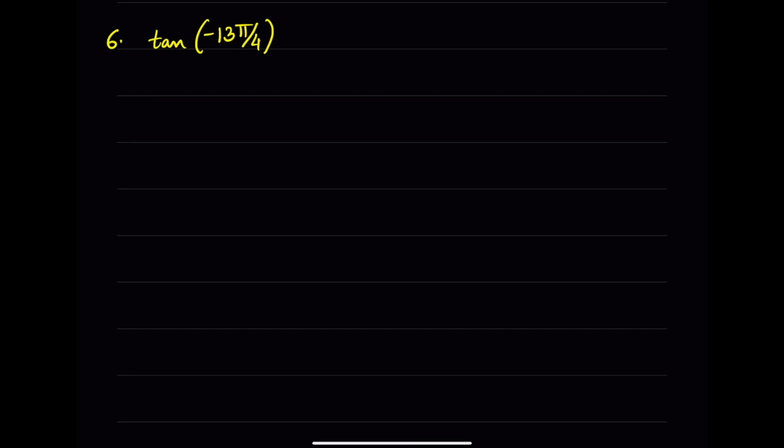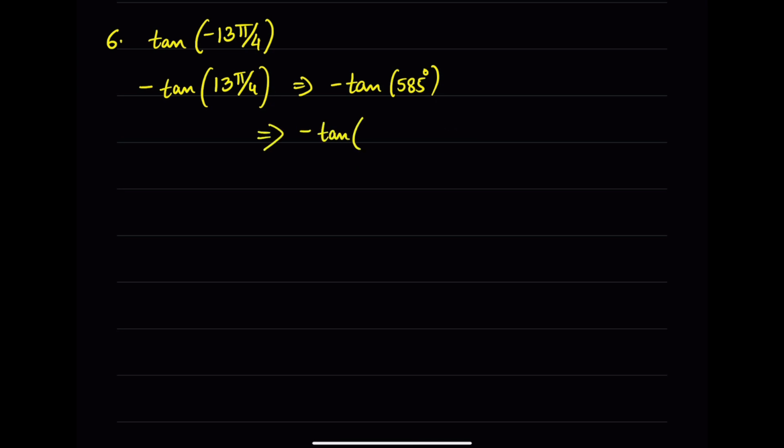Let's find the value of tan of minus 13 pi by 4. So tan of minus x is minus tan x. So this would be minus tan of 13 pi by 4. Now let's change this to degrees. It would be minus tan of 13 times 45, which is 585 degrees. Now this can further be changed to minus tan of 360 degrees plus 225 degrees.